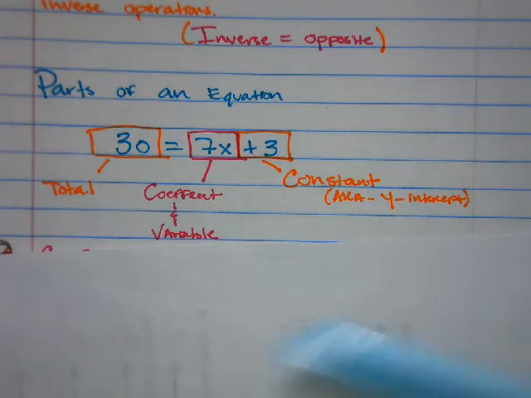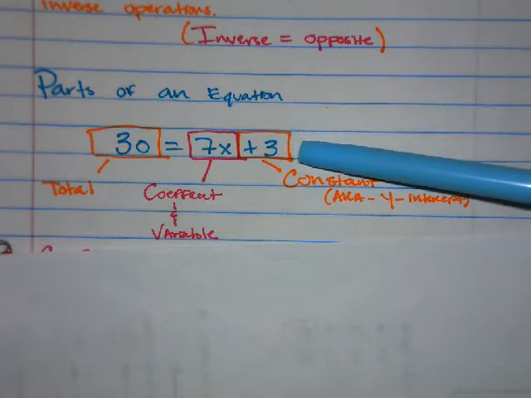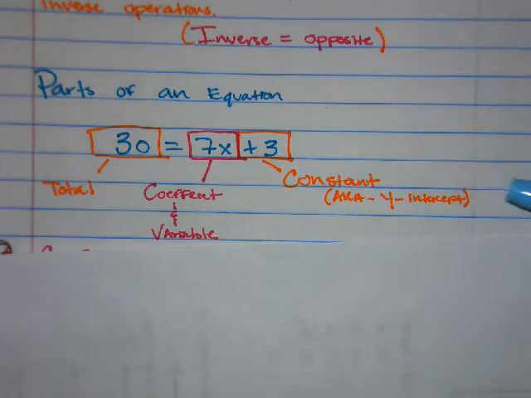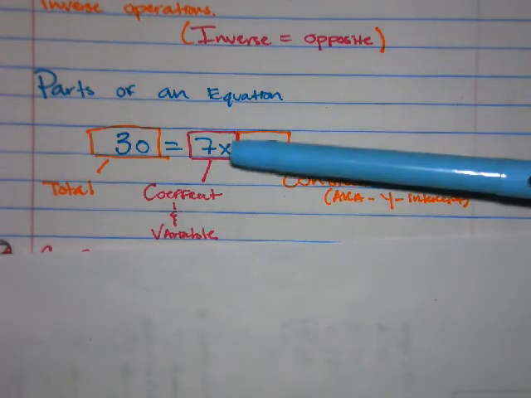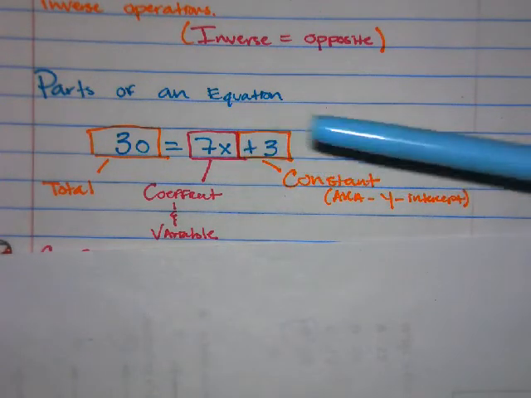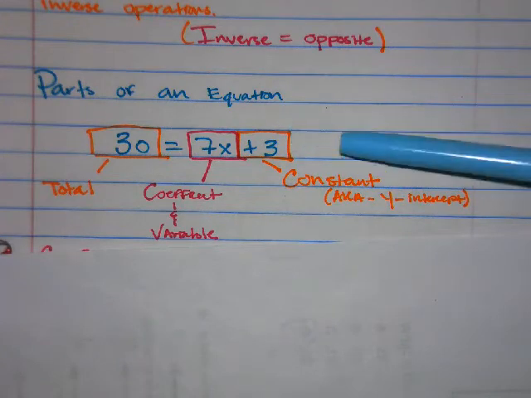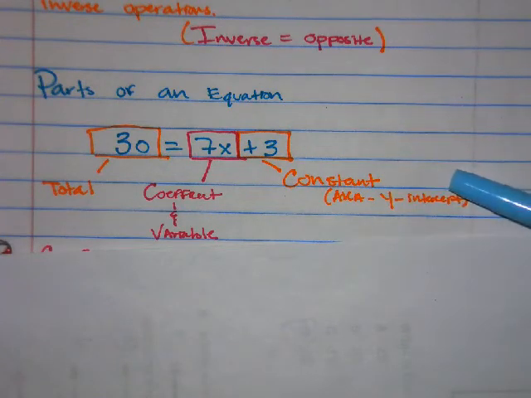And then the plus 3, that's called your constant. But we also know that constant as the y-intercept. It's the same thing. We're just using different vocabulary this time. So again, that constant is also your y-intercept. So we have the total 30. We have the coefficient and the variable, which is 7x, and then we have plus 3. That's your constant, also known as your y-intercept.